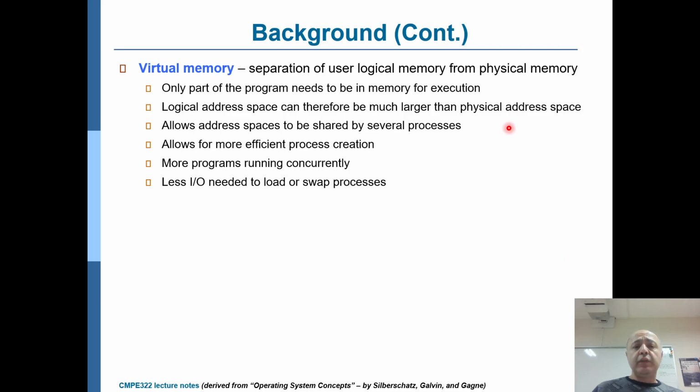It also allows the address space to be shared between several processes. Remember, this comes with paging itself. It allows for more efficient process creation. You can create the processes faster, as we will see. And since processes have less space in memory, you can have more programs running concurrently, and less I/O is needed to load or swap the processes.